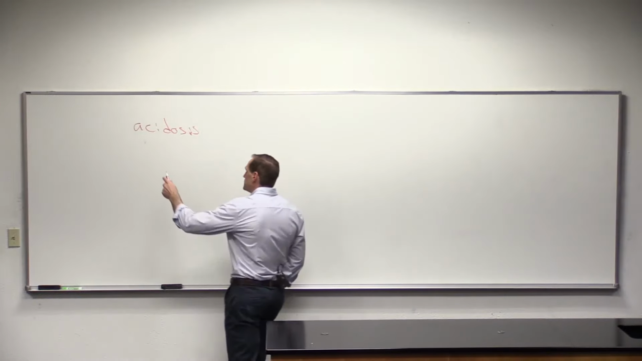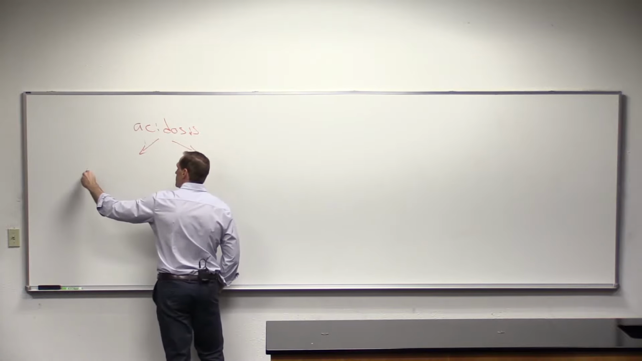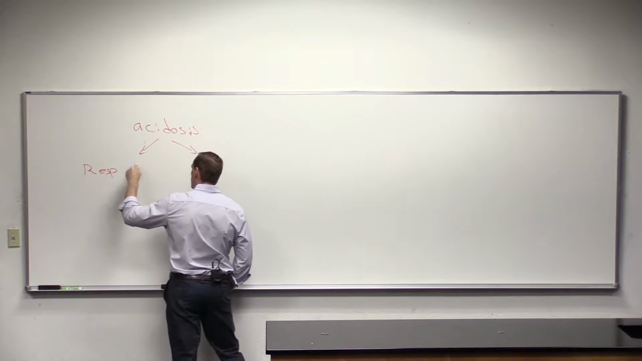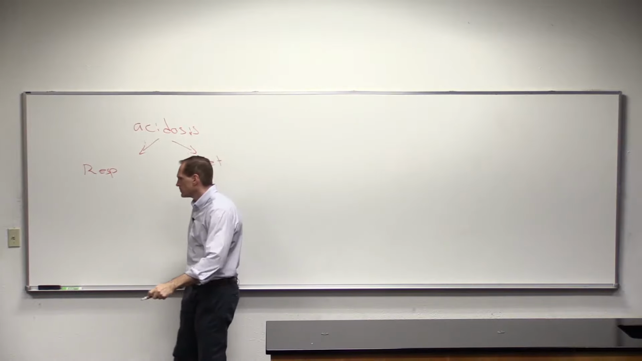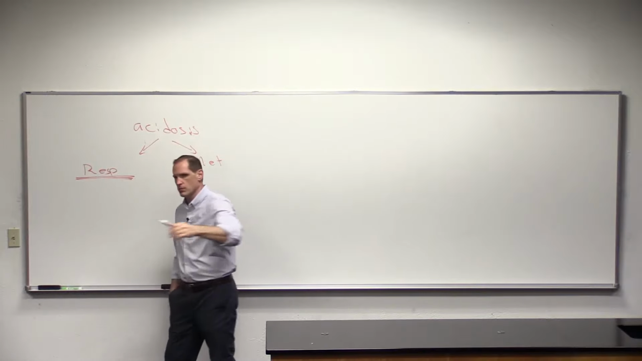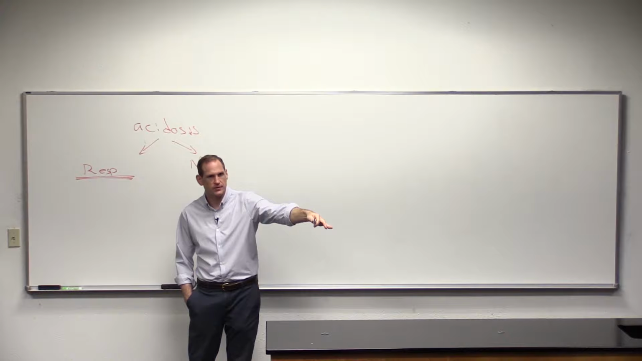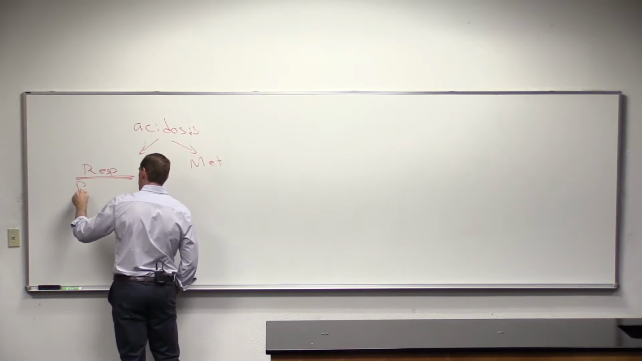So acidosis can be either a respiratory problem or a metabolic problem. So if we have respiratory acidosis, what would it look like? What's the number one sign of respiratory acidosis in terms of lab values? High carbon dioxide.